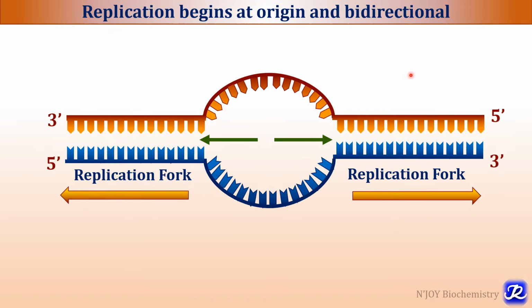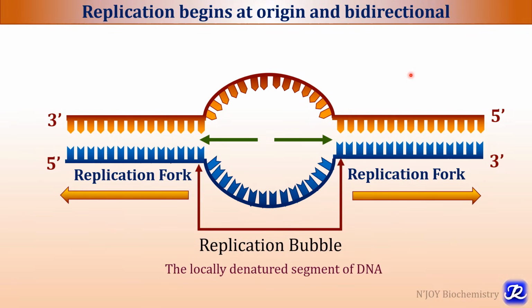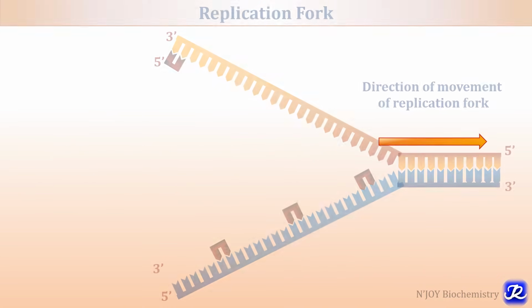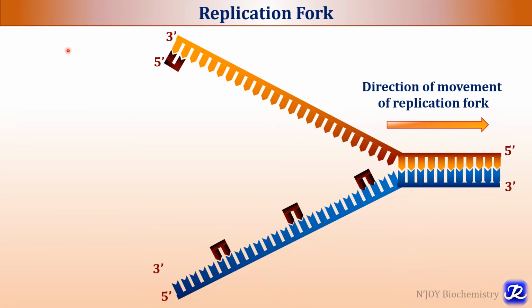So when DNA untwists, there is formation of two replication forks, and these two Y-shaped structures join together at their tops to form replication bubble. So this is called as replication bubble, and it is nothing but the locally denatured segment of DNA. Now, this is one of the replication forks, and this is the direction of movement of replication fork.